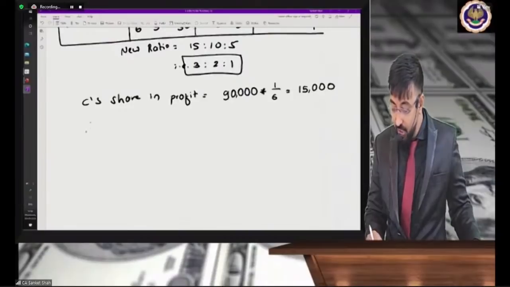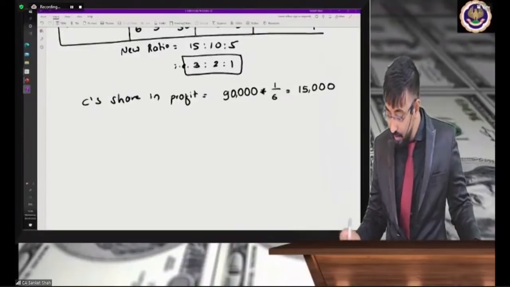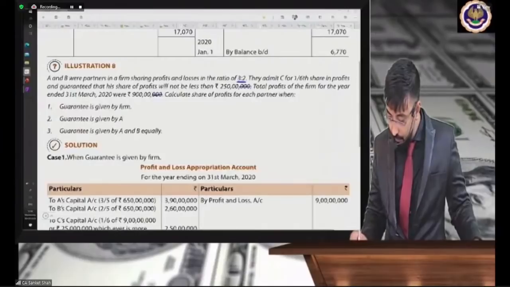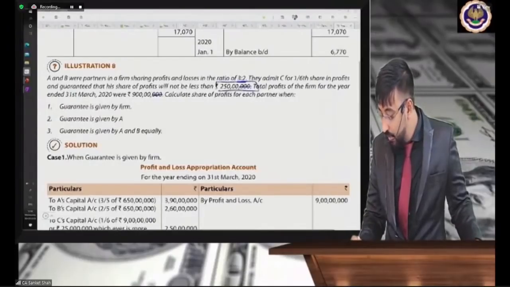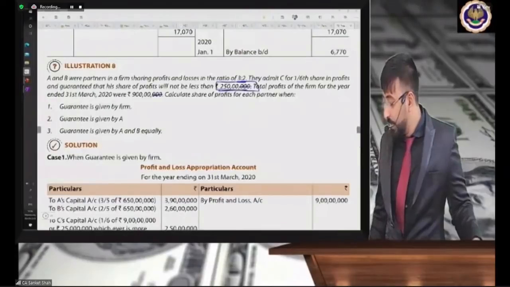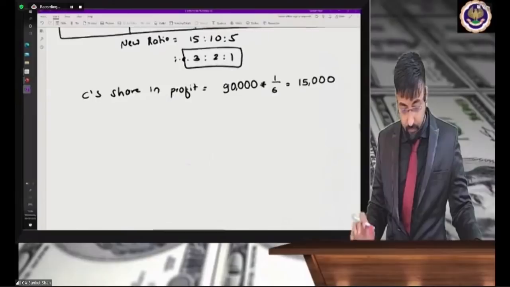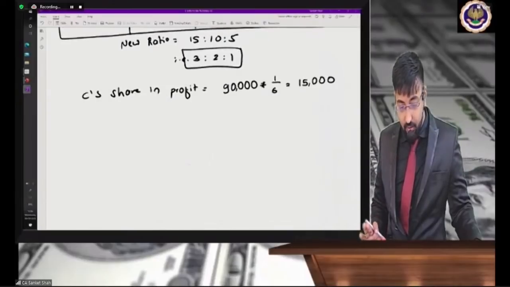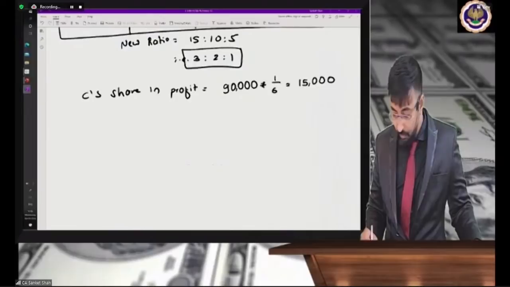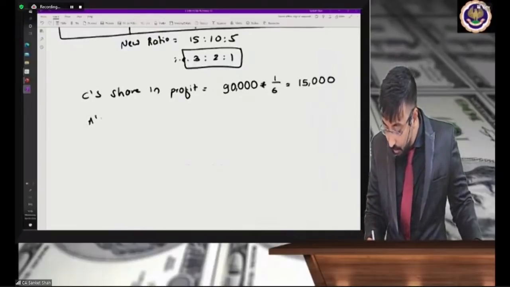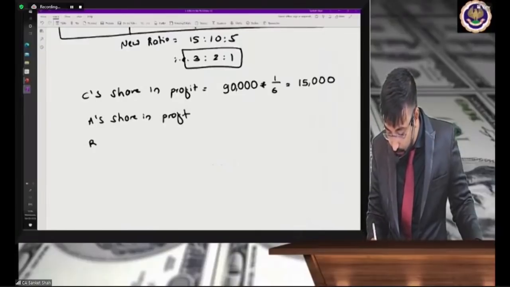What is A's share in profit? Now case 1. Okay. So what is the minimum amount? Guaranteed profit is 25,000. Guaranteed is 25,000. Now I will write what is A's share in profit and what is B's share in profit. Write down.